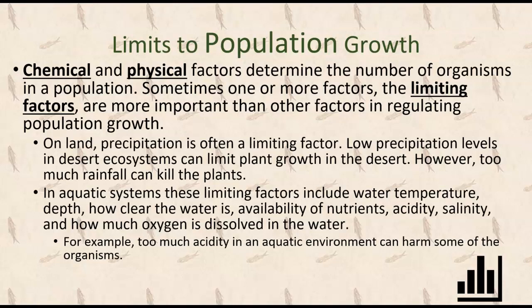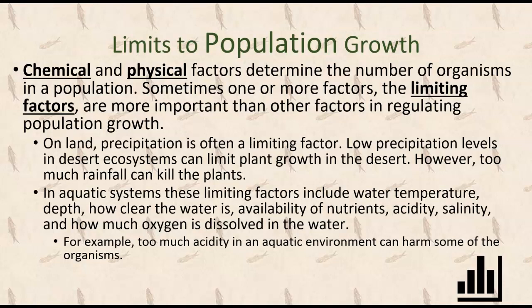So there are chemical and physical factors that determine the number of organisms in a population. One or more of those factors, called limiting factors, are more important than other factors in regulating the population growth. Depending on the species will depend on what those factors are that are actually going to have the biggest impact. So on land, precipitation is often the limiting factor.